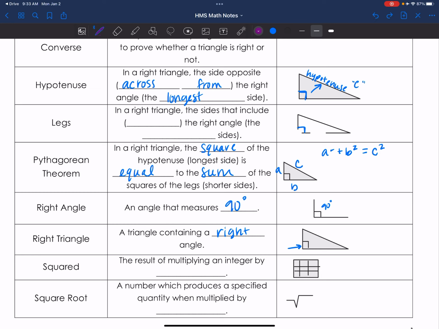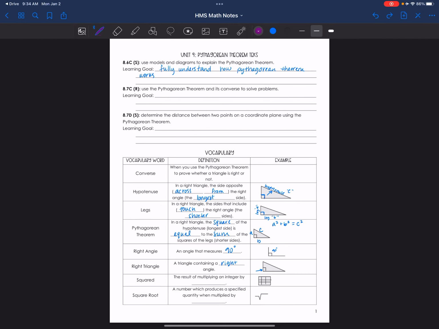The legs are going to be the shorter sides, but basically all you need to know to be able to identify which ones are the legs, so what is gonna be your leg A and leg B, they're the two sides that are touching the right angle. If it is not touching the right angle, then it is not a leg. I feel like that's easy. Also, it's just gonna be the two sides that are shorter than the hypotenuse. Okay, easy peasy so far.